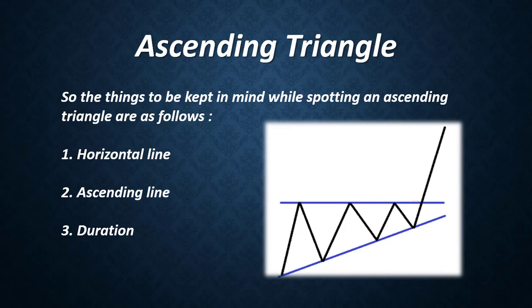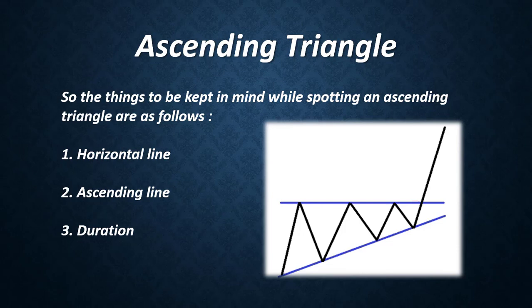An ascending triangle has higher lows accompanied by the same tops. Ascending triangles are a bullish pattern that indicates accumulation. The pattern can also be referred to as a right angle triangle. So the things to be kept in mind while spotting an ascending triangle are as follows.